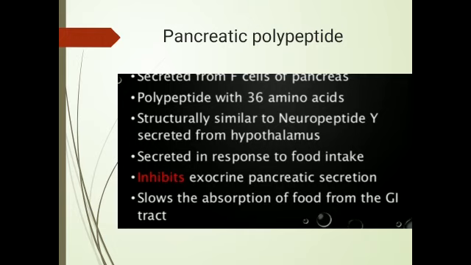The fourth hormone secreted by the pancreas is the pancreatic polypeptide. It is secreted from the F cells of the pancreas. It's again a polypeptide hormone with 36 amino acids. It's structurally similar to neuropeptide Y, and it's also secreted in the hypothalamus. It is secreted in response to food intake. It will inhibit the exocrine pancreatic secretion and slow the absorption of food from the GI tract.